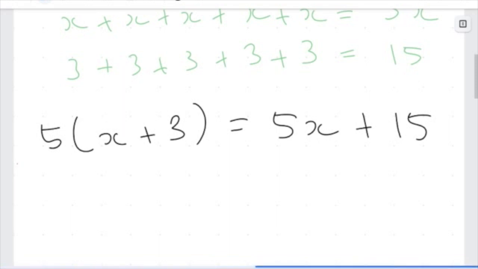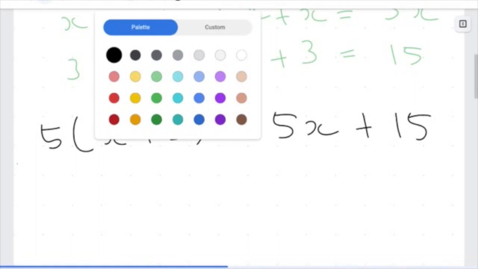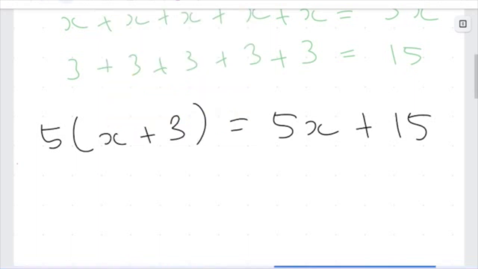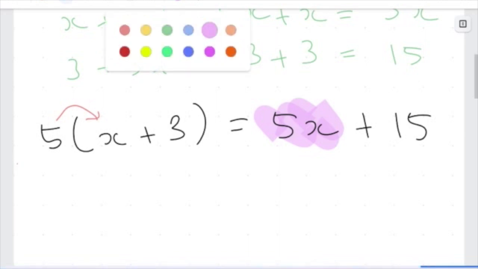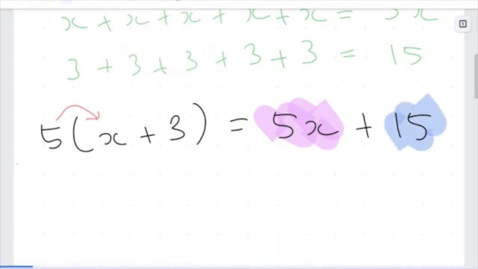Okay, now I want to see if you can see anything interesting that's happening here. Because to me, getting 5x, would that not be the same as if I just multiplied 5 by x here? Now this 15 here, let's color coordinate that differently. This 15, did I not just get that from timesing 5 and 3? So we got this solution.